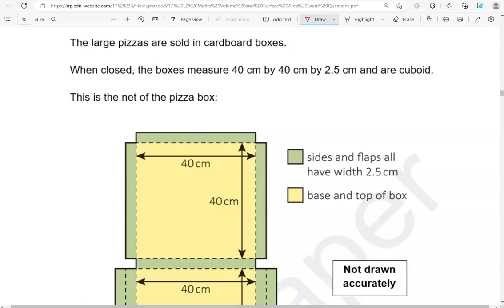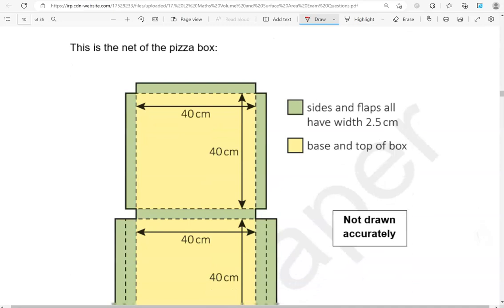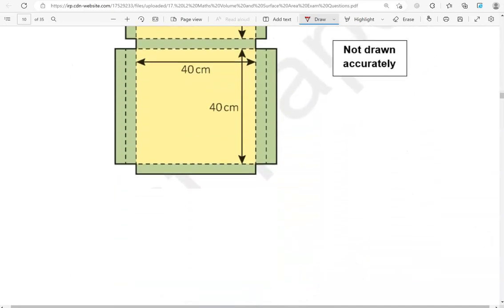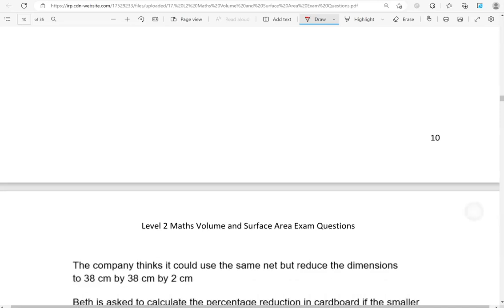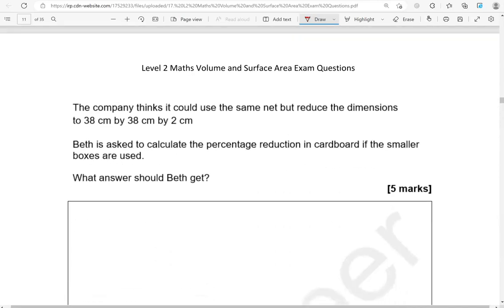The large pizzas are sold in cardboard boxes. When closed, the boxes measure 40 centimeters by 40 centimeters by 2.5 centimeters and are cuboid. This is the net of the pizza box. The company thinks it could use the same net but reduce the dimensions to 38 centimeters by 38 centimeters by 2 centimeters. Beth is asked to calculate the percentage reduction in cardboard if the smaller boxes are used. What answer should Beth get?